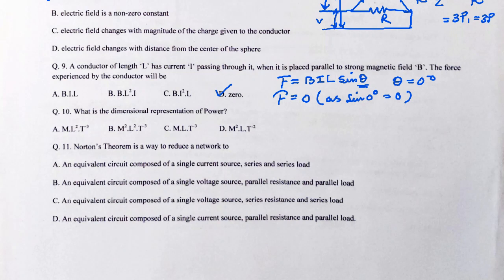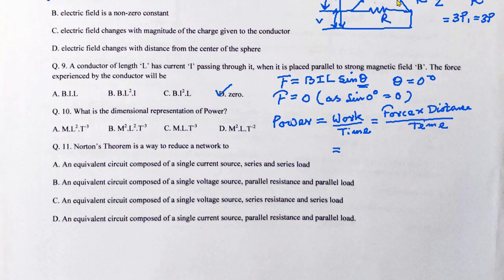What is the dimensional representation of power? So we know that power is equal to work by time, and work is equal to force into distance. This is equal to, as force is mass m into acceleration, means length per time square, or L into t to the power minus 2, and distance is again L. So we get it to be m L square t to the power minus 3. So this is the dimensional representation of power, m L square t to the power minus 3. That is option A here is the correct answer.